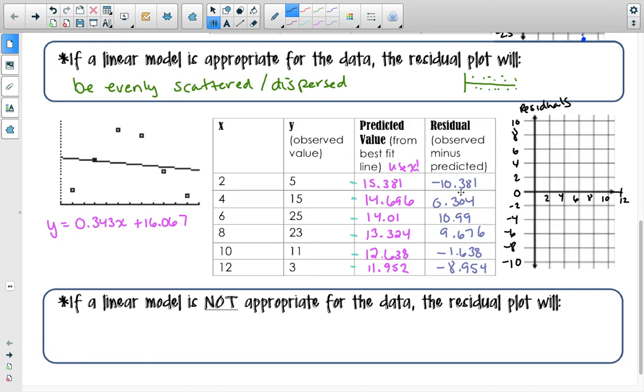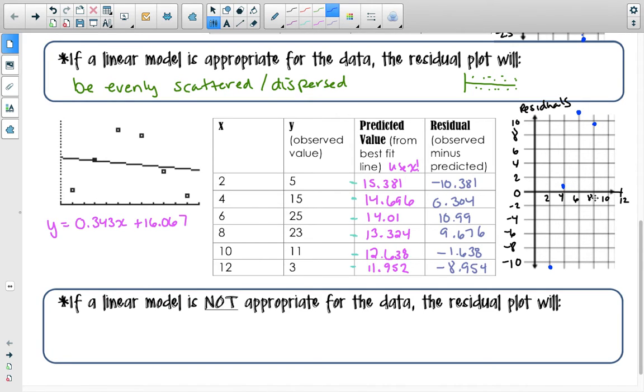Now I'll go and plot the residuals. At 2, we'll go to negative 10.381, so a little bit underneath the negative 10. Then at 4 it's 0.304, so a little bit above 0. At 6, we're going to go to 10.99, so almost to 11. At 8, we'll be at 9.676, so a little bit underneath the 10.